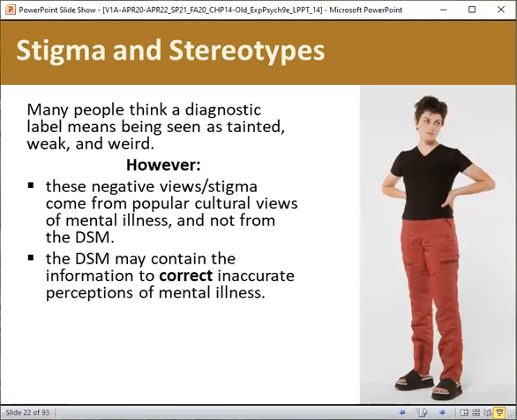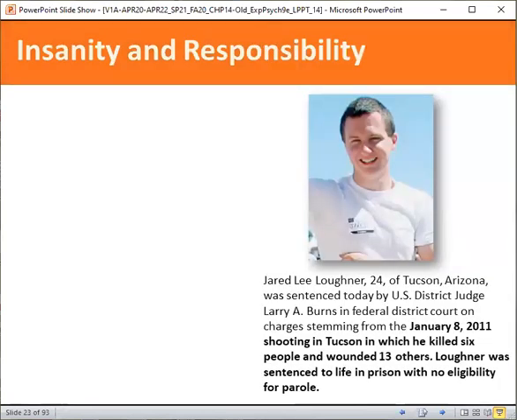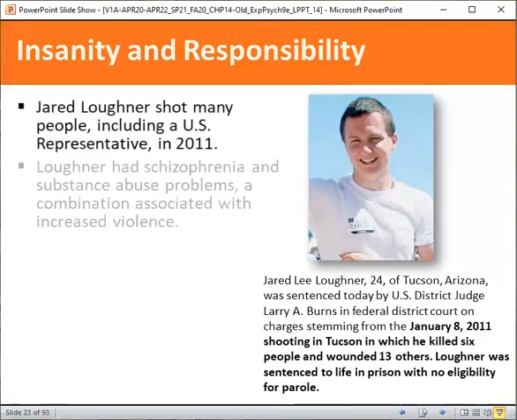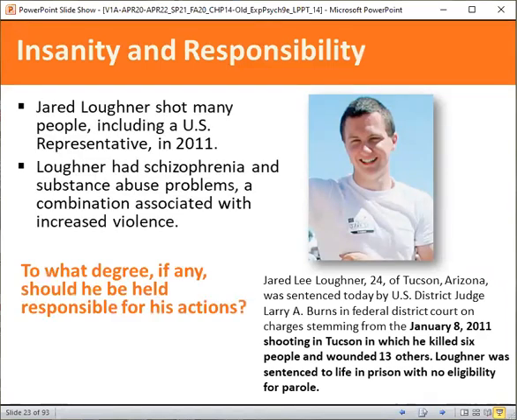Now, as we stated in the little intro to this particular subsection, we also wanted to talk about insanity and responsibility. Jared Loughner shot many people, including a U.S. Representative, in 2011. Loughner had schizophrenia and substance abuse problems, a combination associated with increased violence. So here, schizophrenia of itself may not be violent, but when it's put in conjunction with substance abuse, then we tend to see that combination be a very, very increased violent one. To what degree, if any, should he be held responsible for his actions? What is the appropriate consequence?